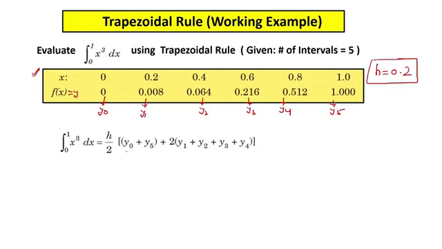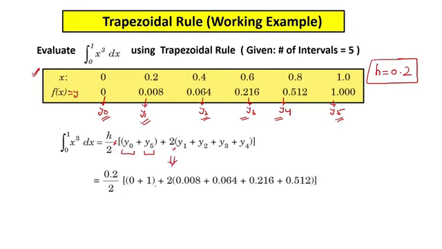As we have seen in the formula, these y0 and y5 are the first and the last value of the y. Then plus 2 multiplied by all these values, y1 to y4. So this is y1 plus y2, y3 plus y4 multiplied by 2, and then the whole is multiplied by h by 2. Let's put all the values of these y's. On putting all these values of the y, we got this. Now if we solve this whole formula, we will get 0.26 as the answer.